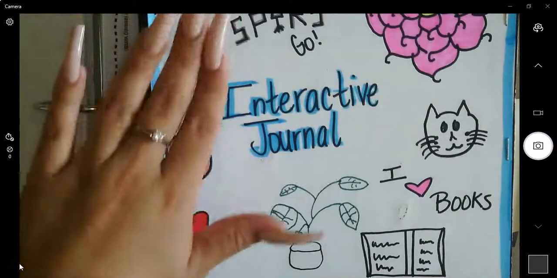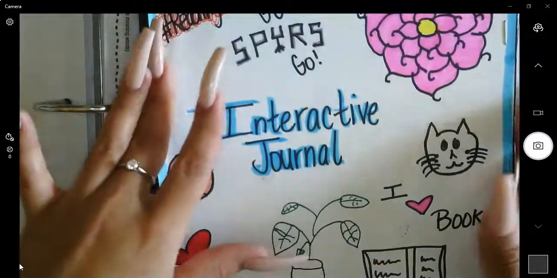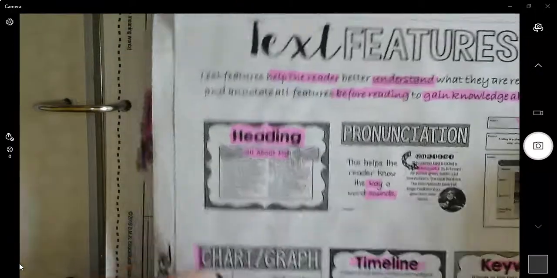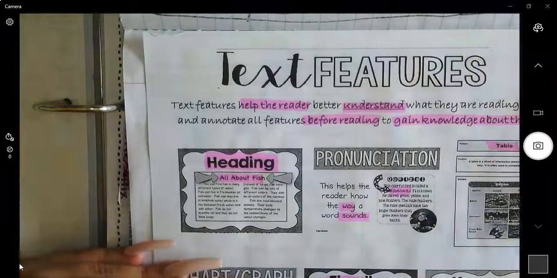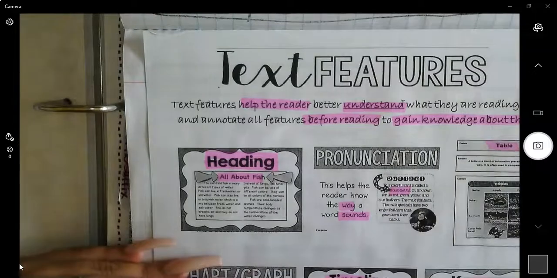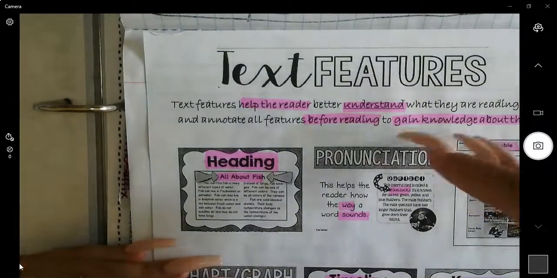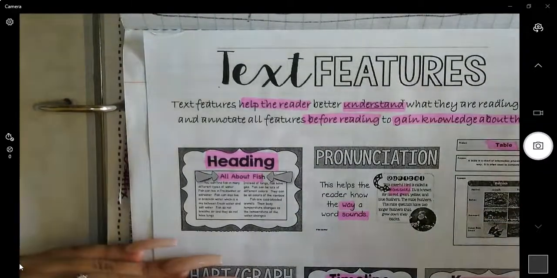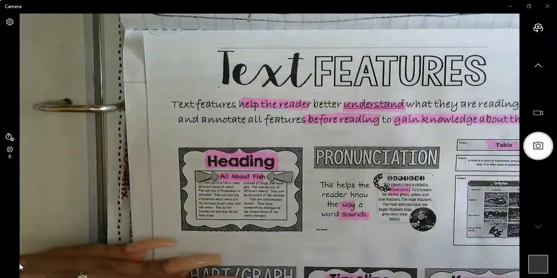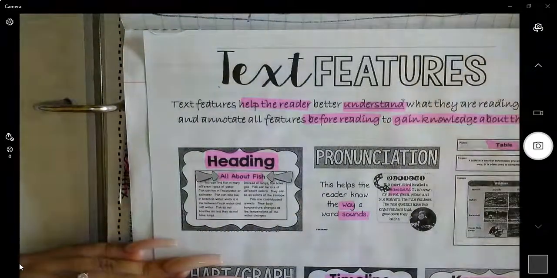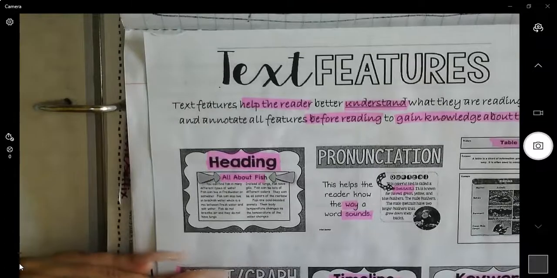Remember, boys and girls, that our interactive journal is used for anchor charts. For example, the text features anchor chart is the one that we're going to be needing today, since we're going to read a new selection. But if you don't have to, that's fine. You can write here, and you could also glue your anchor charts here. Don't worry about it if you don't have any glue. That's okay, as long as you have the anchor chart packet together that you can see and reference back to.